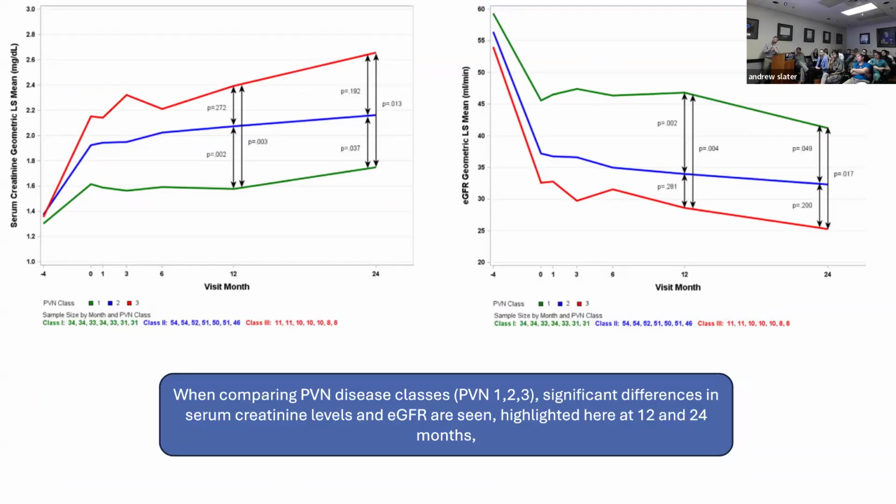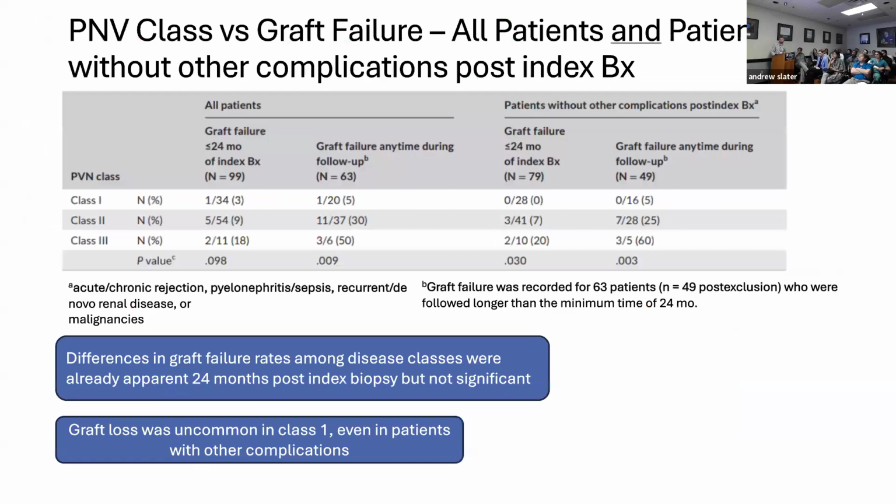On the left-hand side is serum creatinine as a function of time since transplantation, and each color represents a different PVN class. And on the right is the same thing, but with GFR between time of transplant and 24 months, in graphical representation.